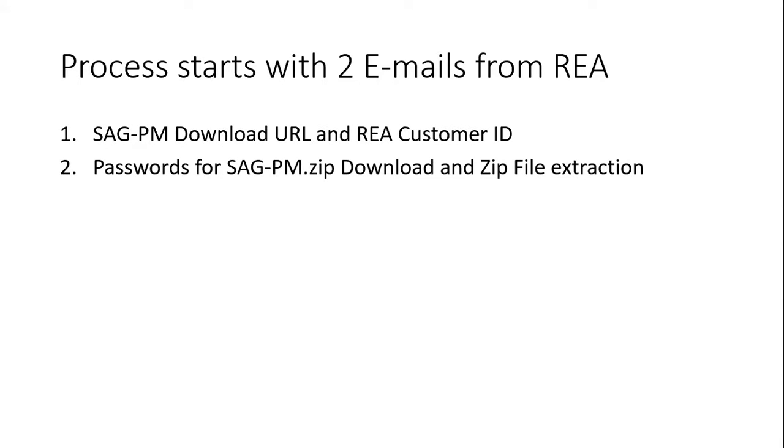The process starts with 2 emails from REA that you'll receive after you've given them indication that you would like to download the zip file. So you get those 2 emails. The first email will have the SAG-pm download URL and REA customer ID. The second email will have passwords for SAG-pm.zip download and zip file extraction.